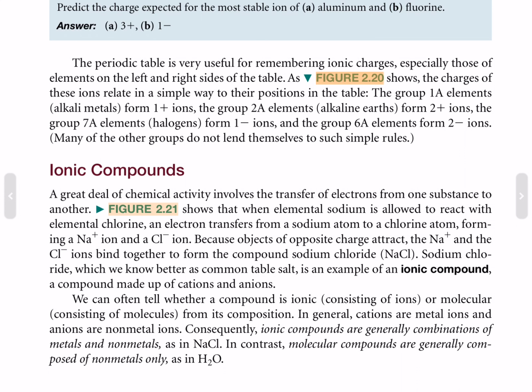The periodic table is very useful for remembering ionic charges, especially for elements on the left and right sides of the table. Figure 2.20 shows how the charges of these ions relate to their positions in the table. The group 1A elements, the alkali metals, form positive 1 ions. Group 2A elements, the alkaline earths, form positive 2 ions. The group 7A elements, the halogens, form negative 1 ions, and the group 6A elements form negative 2 ions. Many of the other groups don't lend themselves to such simple rules.